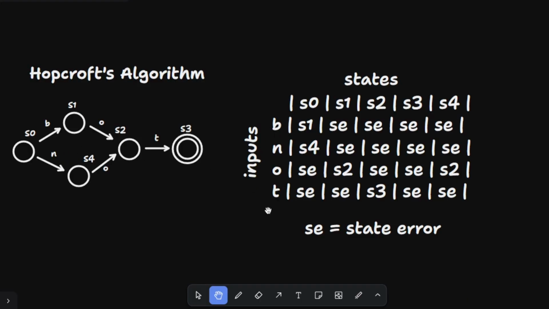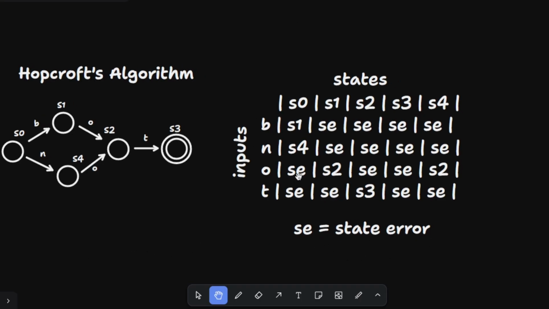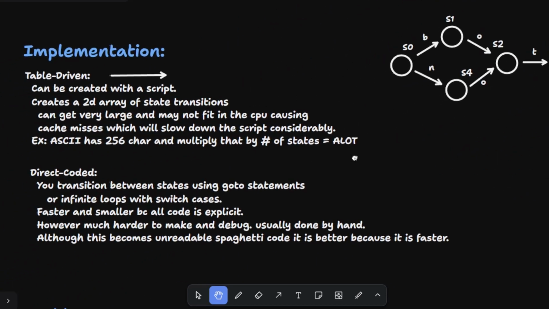Those are our 4 inputs. And if we're on S0, and we get a B, we go to S1. And every SE is an error state. So this is pretty intuitive, but imagine the inputs being 256 characters and probably hundreds of states. That's going to get very large.